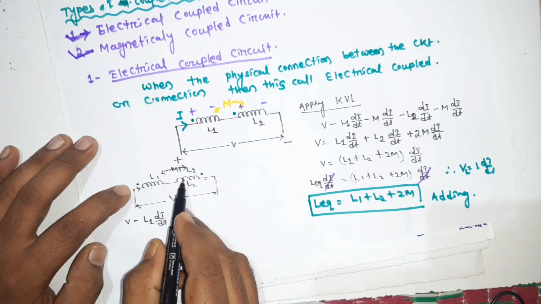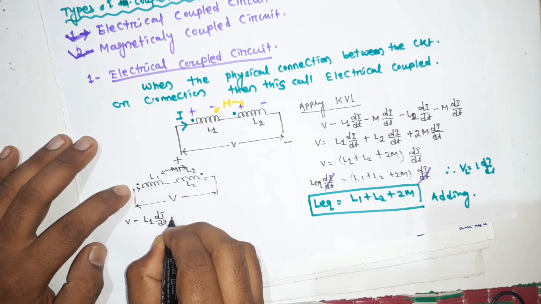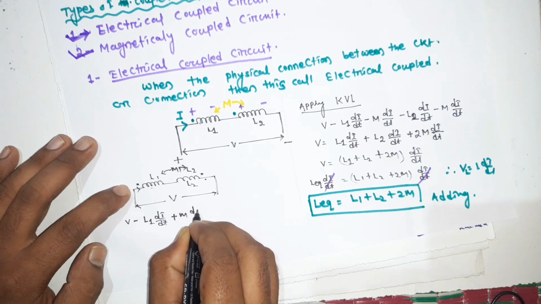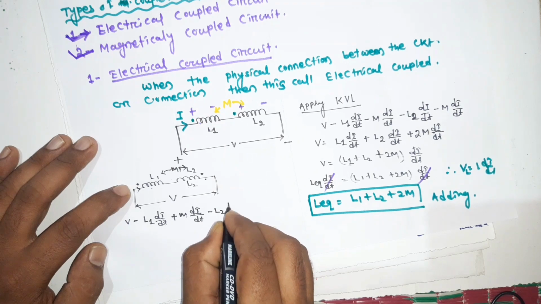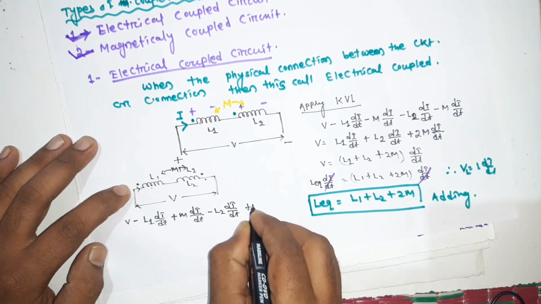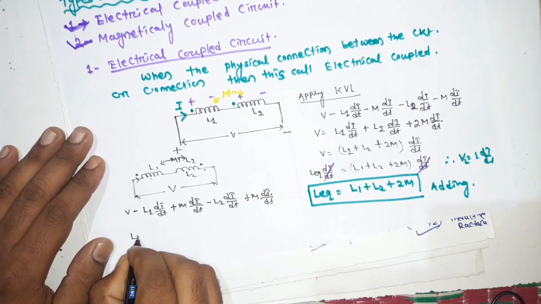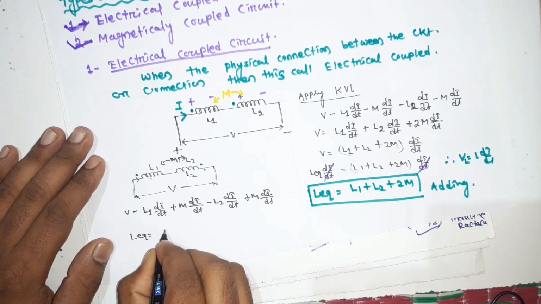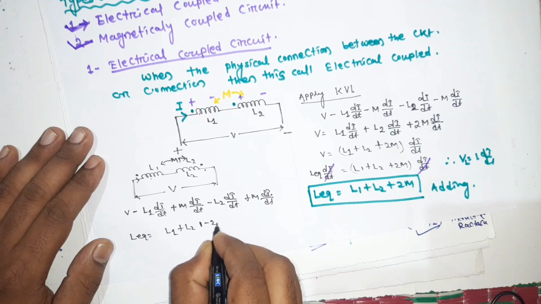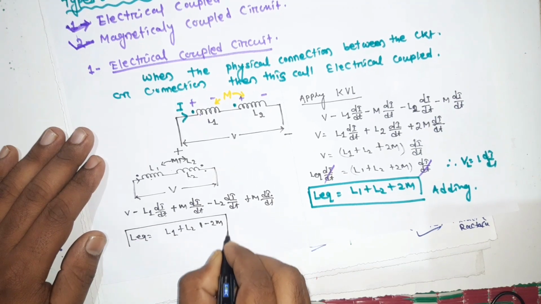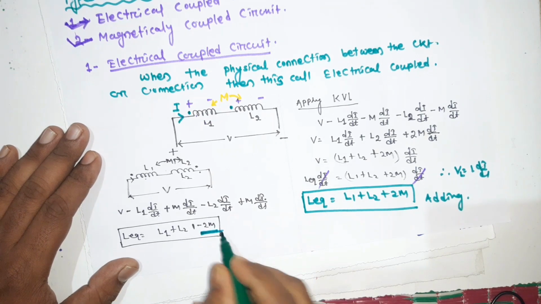We said previously that mutual induction is due to the current in the other coil. So this is plus M di by dt, and this is minus L2 di by dt and plus M di by dt. By solving this, we get L equivalent equal to L1 plus L2 plus or minus 2M. This is the series opposing, here you can say this is minus 2M and this is plus 2M.